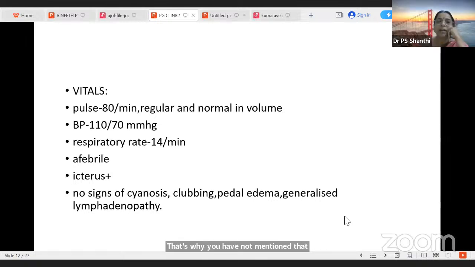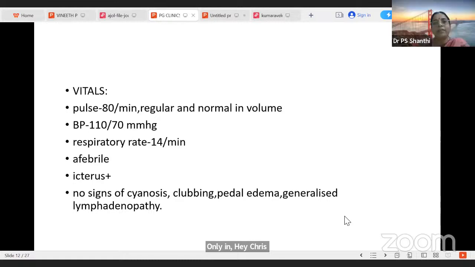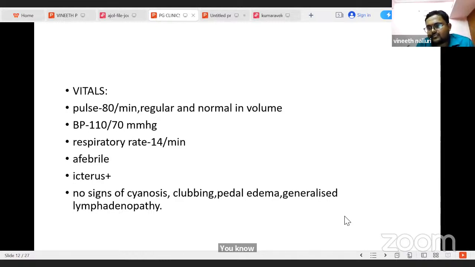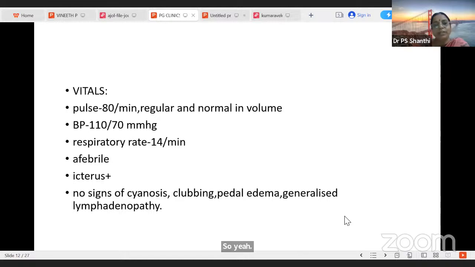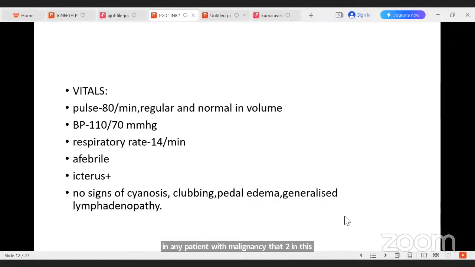Yes, ma'am. Where all is icterus present in this patient? Only in the sclera, ma'am. Then where else can you look for anemia? Other signs of anemia, where all can you look for? See, anemia is one of the important things you cannot miss in any patient with malignancy, that too in this patient. Even if you cannot assess pallor, you have to mention that you cannot assess pallor, because otherwise, like just now, all of us felt that you have failed to assess for pallor.